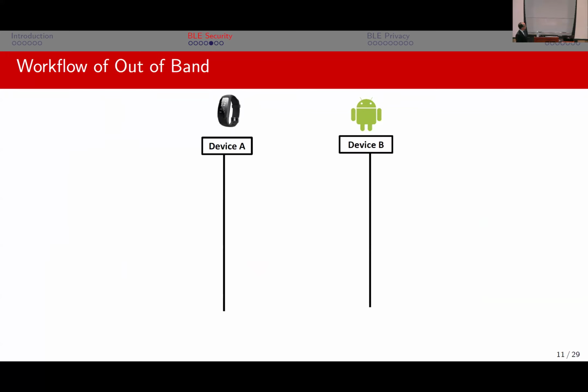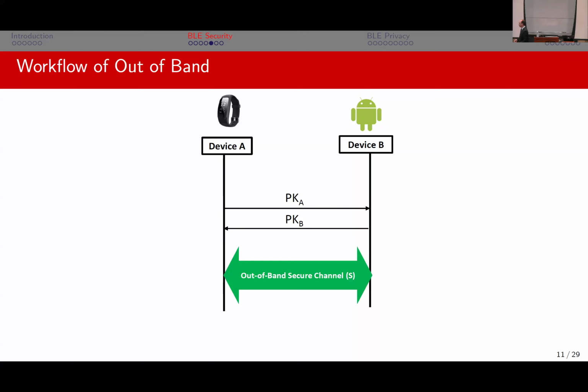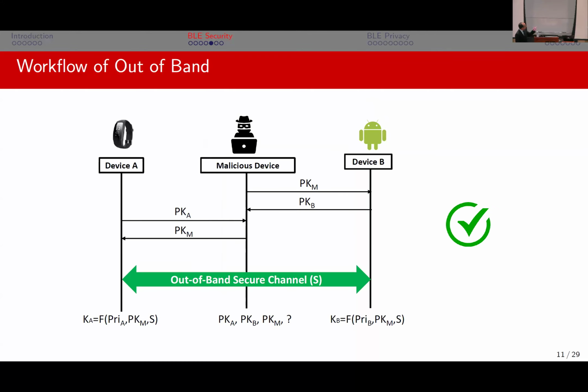And then there's another secure method called out of band. With numerical comparison, a human being gets involved, using their eyes to do the comparison. What about using some other channel, like NFC, to exchange those digits? That is called out of band. You can use some other channel to exchange that nonce and eventually get our shared secret. This is why out of band is secure.